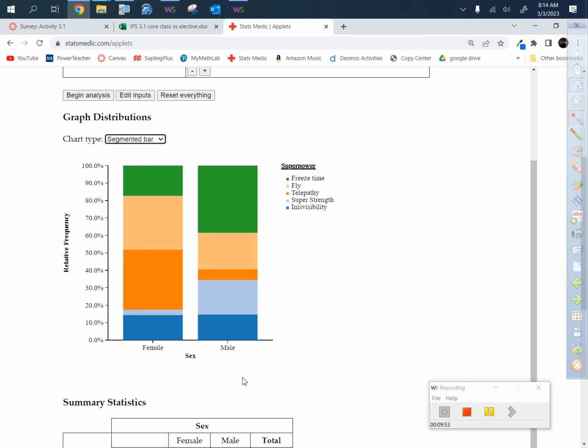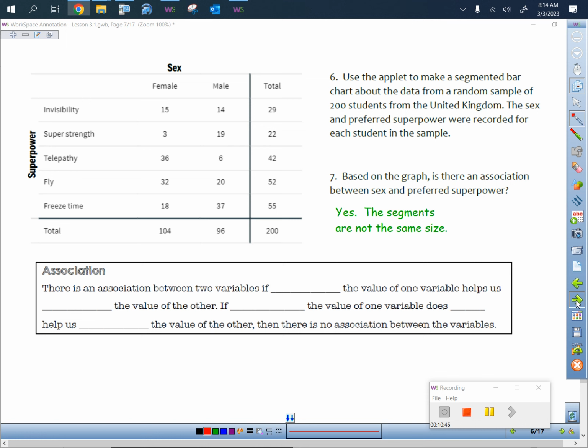What do you think? Yeah. Thank you. It was said that females would probably choose telepathy, to be able to read people's minds, and males would probably choose to be able to do what? Freeze time. So what do you think? Is there an association? That is a yes, right? So that is yes. And here's how you know the segments are not the same size. The answer is yes. If these two graphs were exactly the same, male versus female, here's the worksheet. If those two graphs were the same size, then you couldn't tell anything about it.